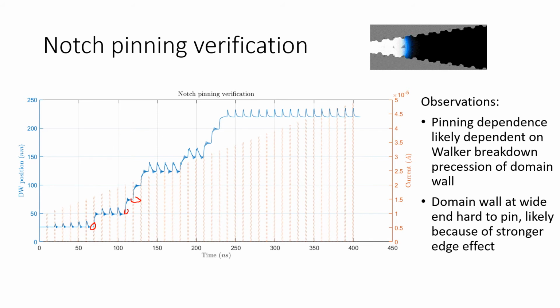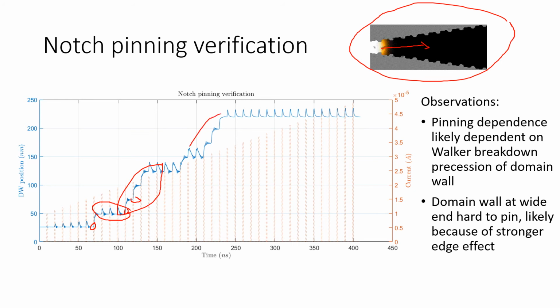The main two observations I want to draw attention to: from this GIF on the top right of the domain wall motion, I'm thinking that the pinning likely depends on Walker breakdown precession of the domain wall. So what does that mean? This domain wall here is precessing this way, but it's also spinning around. The magnetization of the domain wall is spinning around, and that's what is called Walker breakdown. It doesn't jump to the next notch for a while, but then it jumps three here at each pulse, and it stops again, and then it jumps again here.